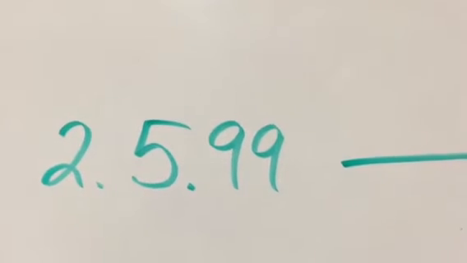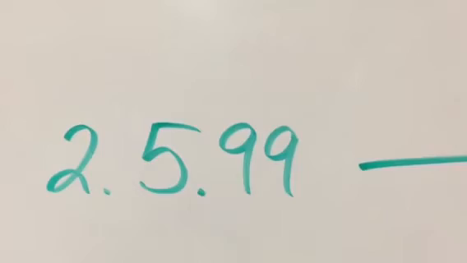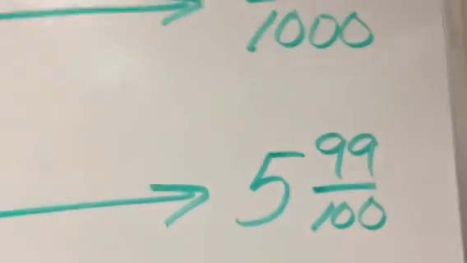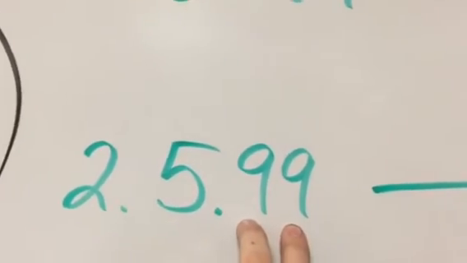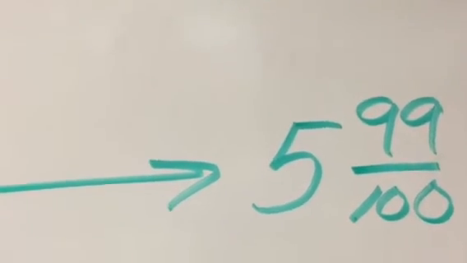Let's look at this next one. 5.99. What is that going to be? Right, it's going to be 5 and 99 hundredths. Since I have 2 digits after the decimal point, I'll have 2 zeros right there.